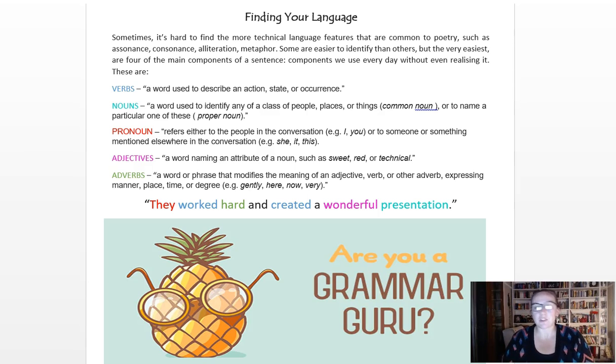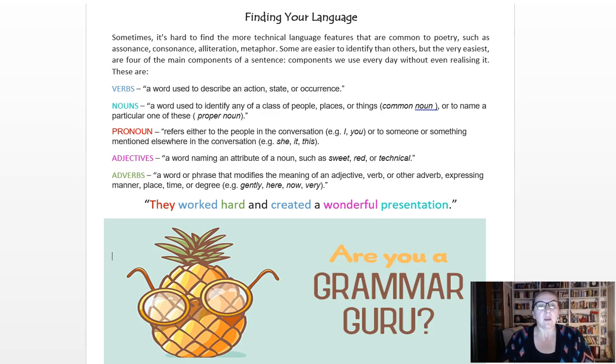Nouns are a word that's used to identify people, places, or things. Or to name a particular one of these, which is a proper noun. So a noun is basically an object. So a lampshade, that's a noun. If I said my name, then that would be a proper noun because I'm saying the name of an actual person.